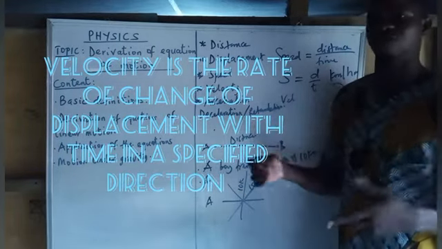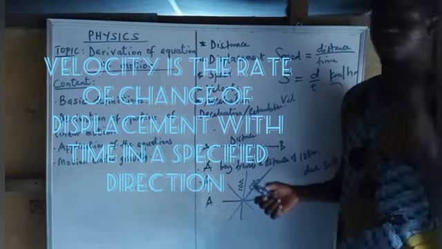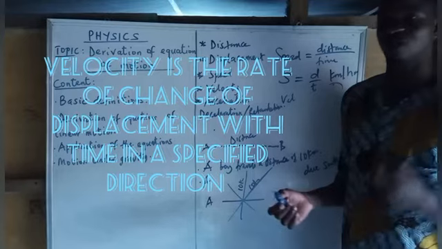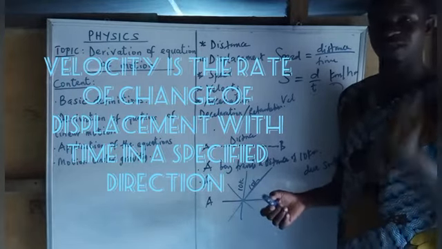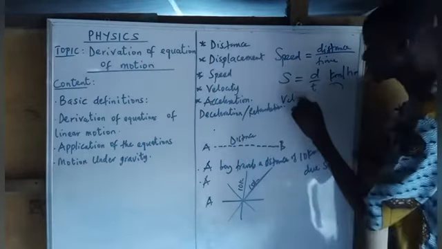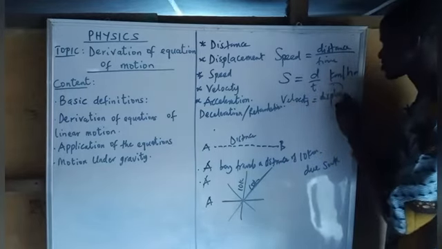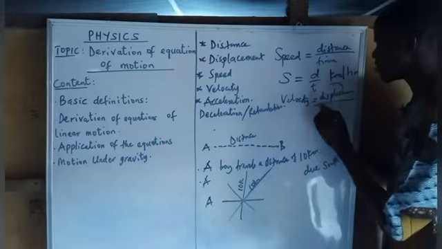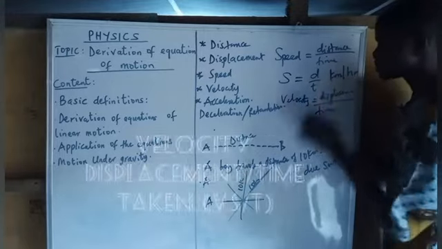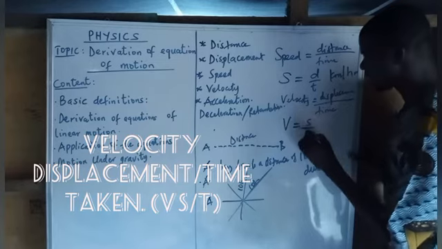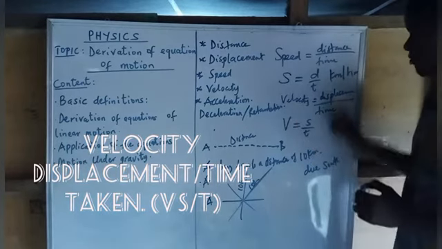But to make it full, you can say velocity is the rate of displacement with time in a specified direction. The rate of what? Displacement with time. That is, our velocity is equal to displacement all over time taken. Which mathematically we have velocity is equal to displacement s over time. So you can see the difference between the two.